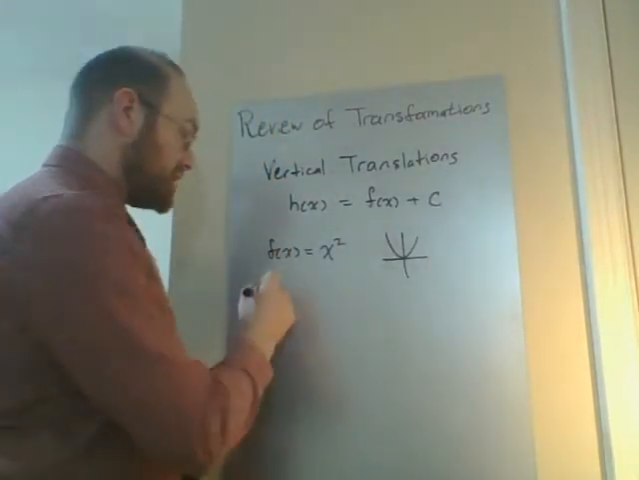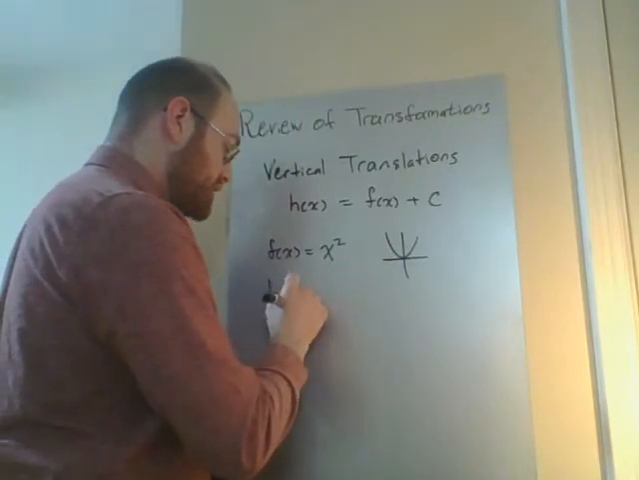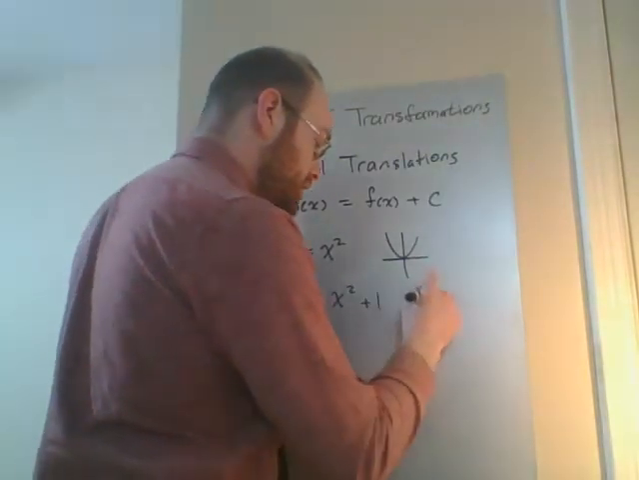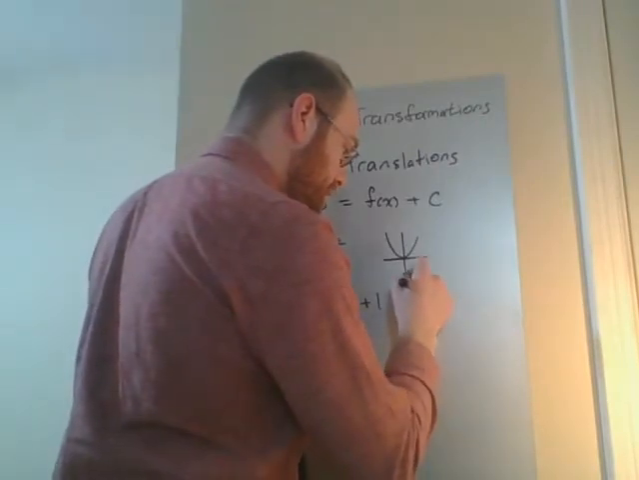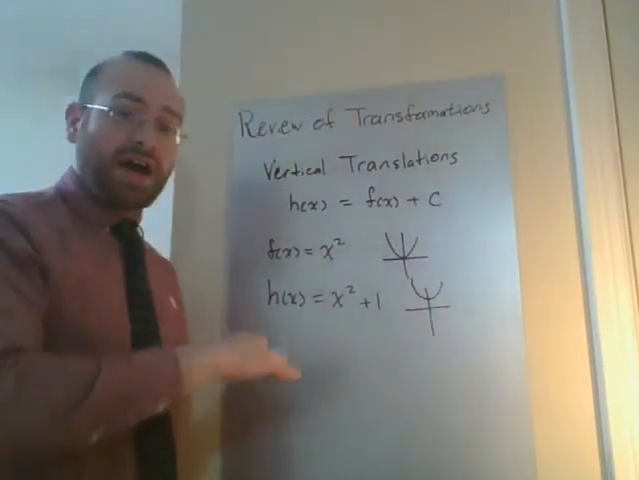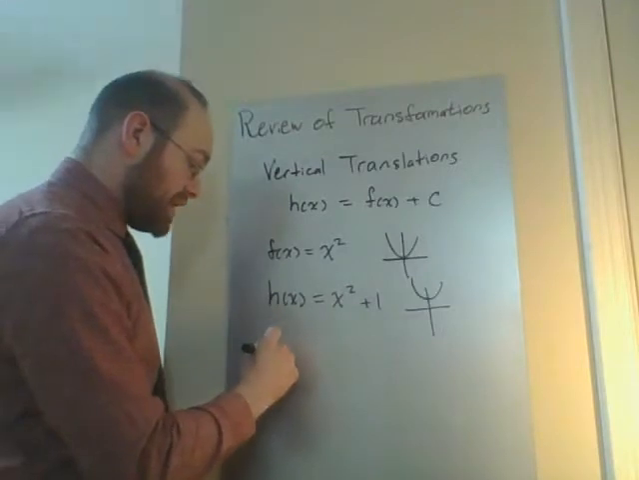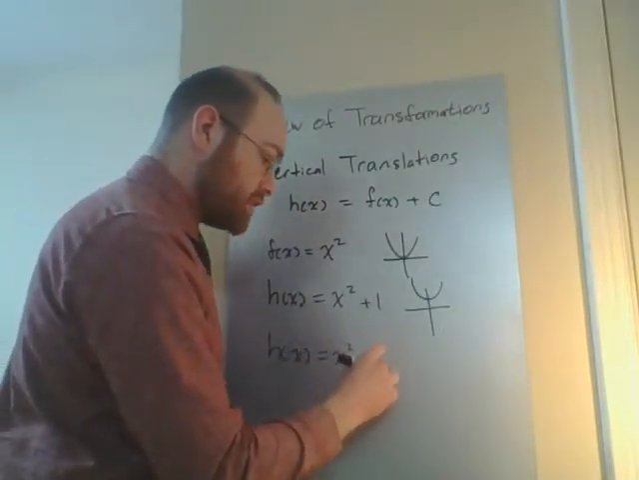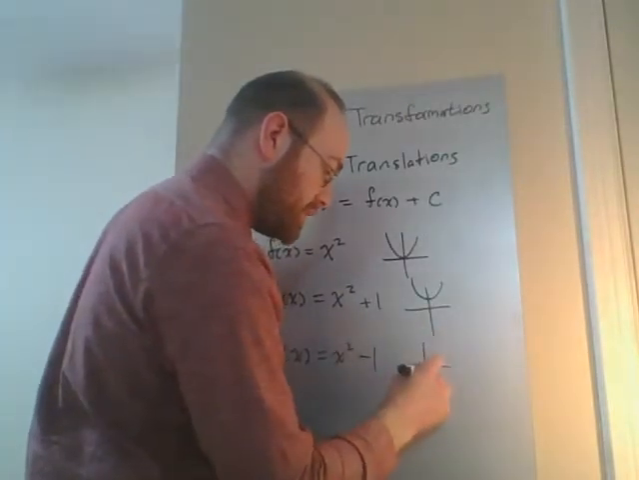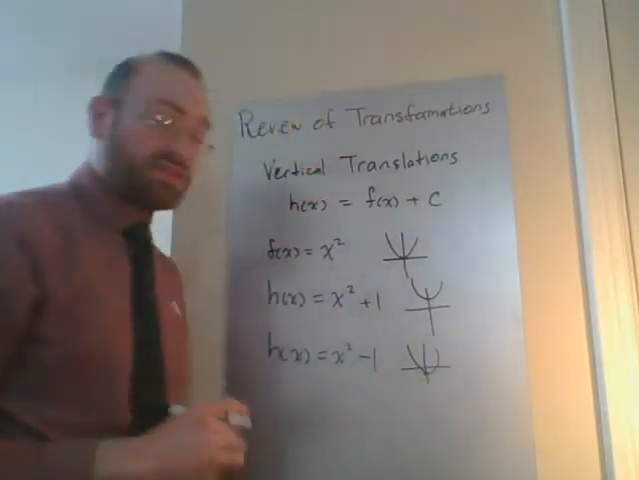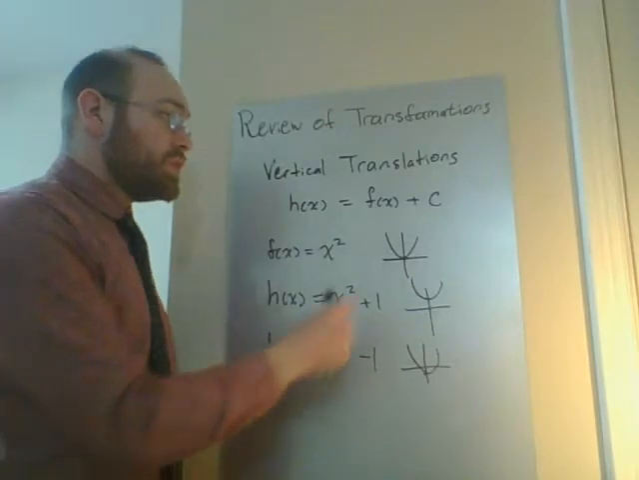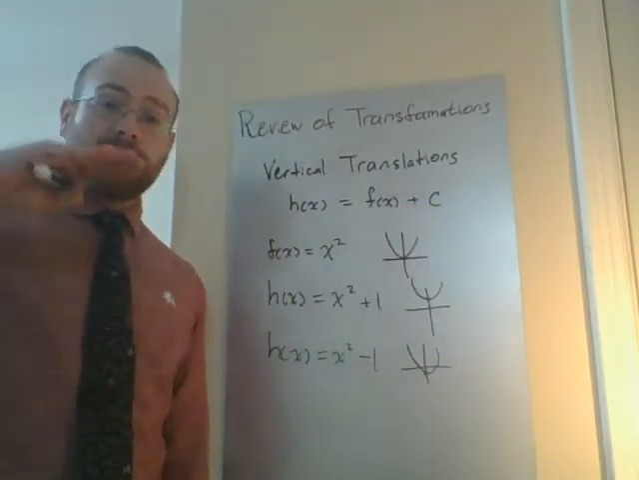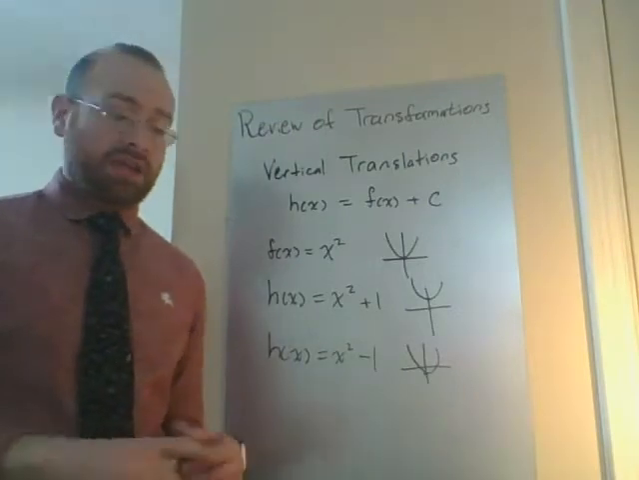If, on the other hand, we have h of x is equal to x squared plus 1, our parabola is going to be shifted upwards 1 unit. And if we have h of x equals x squared minus 1, then our parabola will be shifted down 1 unit. So when we add or subtract a number outside our function, it moves the graph up or down depending on if we're adding or subtracting.